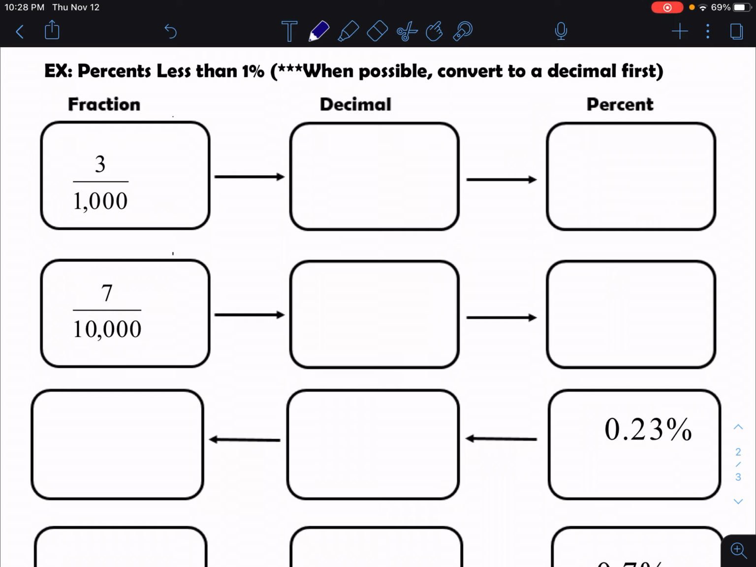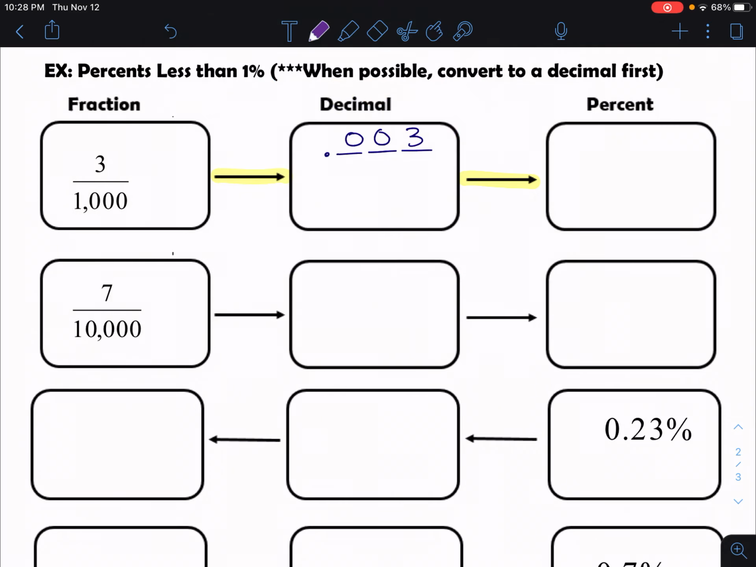So for this one, to go from a fraction to a decimal, I'm over 1,000. So I'm going to have 3 decimal places. My number needs to end in that 3. So 0.003. And we're going this way. You can see my arrows are pointing to the right.